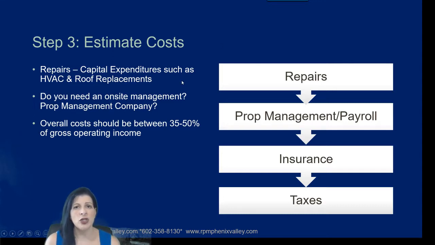Capital expenditures, big ones here in Arizona are obviously your HVAC. So you're going to want to take a look at how old that is. Lifespan of an AC here in Arizona can be as short as 8 years, which is well below the average in most other states here in the US. And you're also going to want to look at the roof. Lifespan on a roof typically is about 20 years here. So you're going to want to look and see if you're going to need some repairs there as well. And overall, your cost should be on average 35 to 50% of your gross operating income.